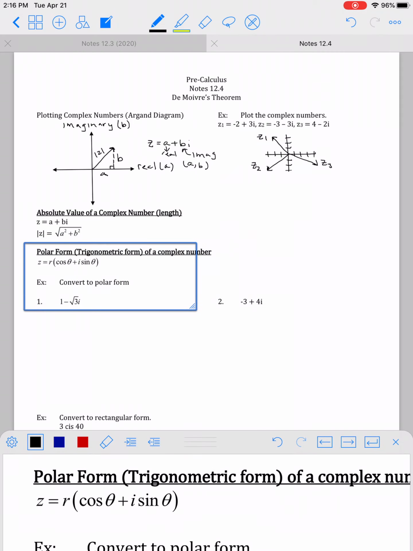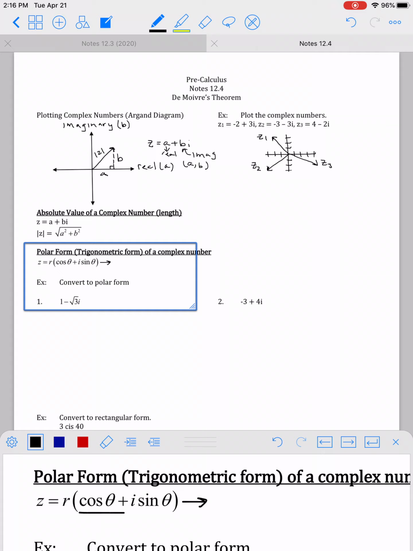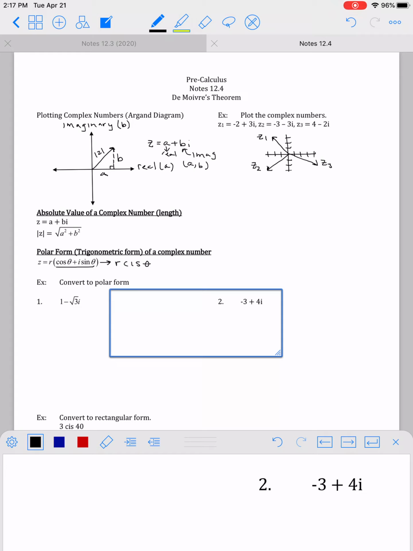Okay, next item up for business. Now we're going to talk about what polar form of a complex number is. So a plus bi is rectangular form, and this one comes with a shortened form where you can squeeze this down into r cis theta, and cis is cosine plus i sine. So in order to convert that, our steps are going to be a lot like what we use to convert points, but this time we're dealing with complex numbers.